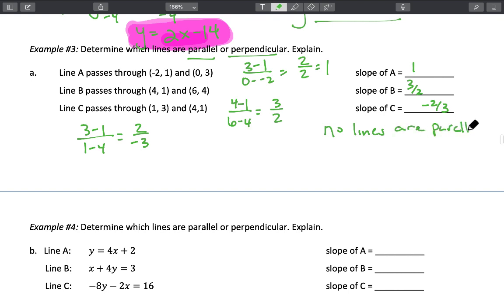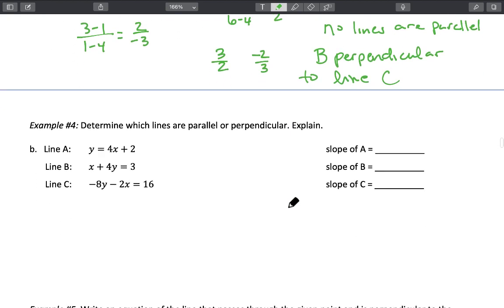However, I do see line B and line C have opposite reciprocals. Line B has a slope of 3/2, and line C has a slope of negative 2/3. These are opposite reciprocals. So I'm going to say line B is perpendicular to line C, and the reason why is because their slopes are opposite reciprocals of each other.